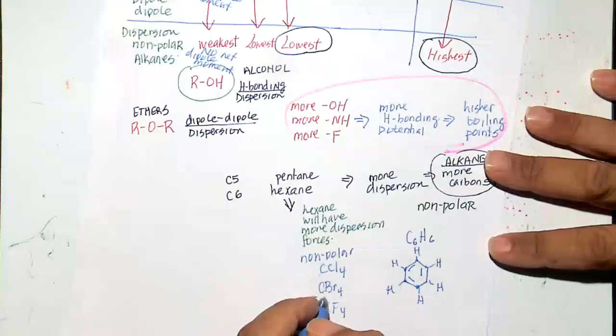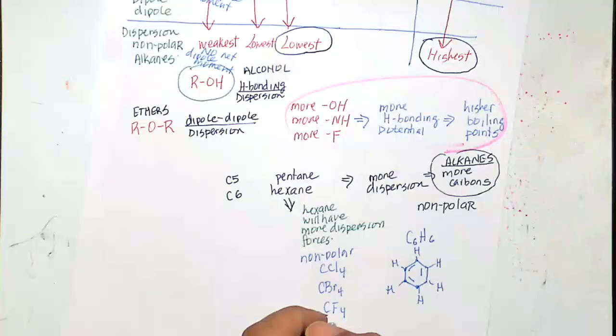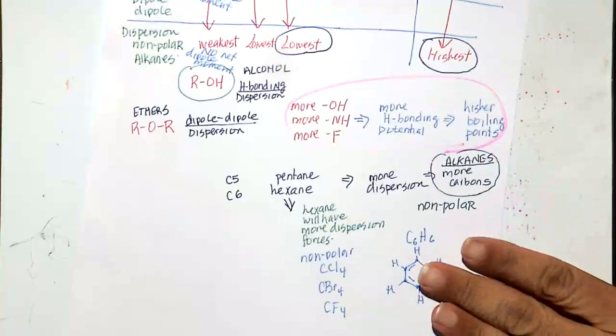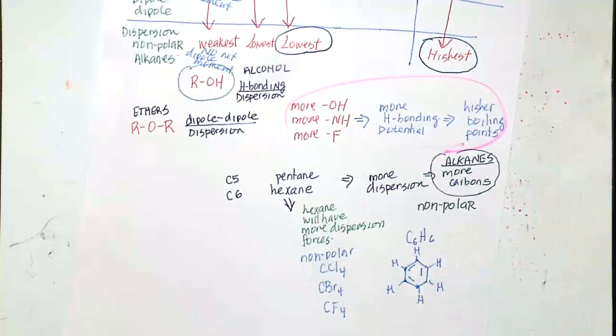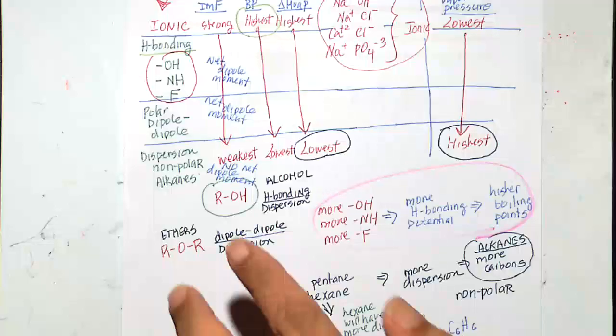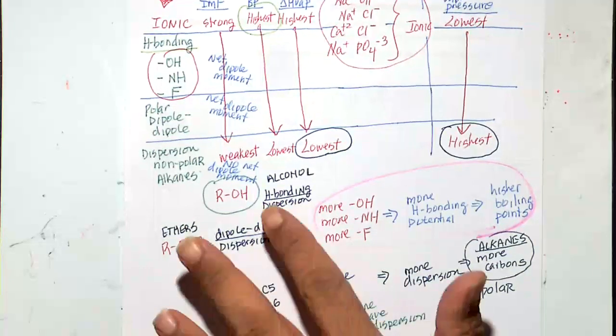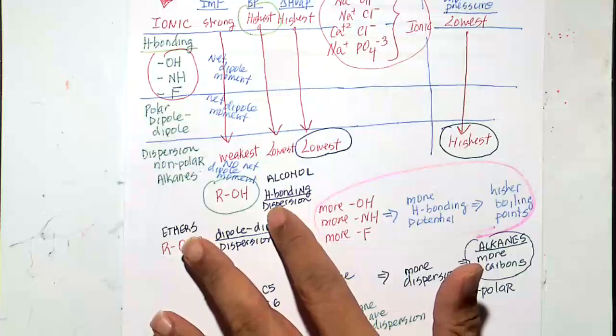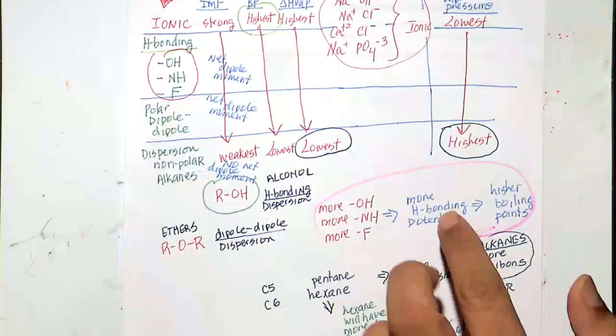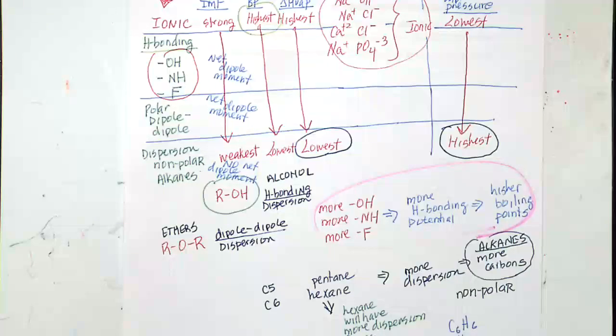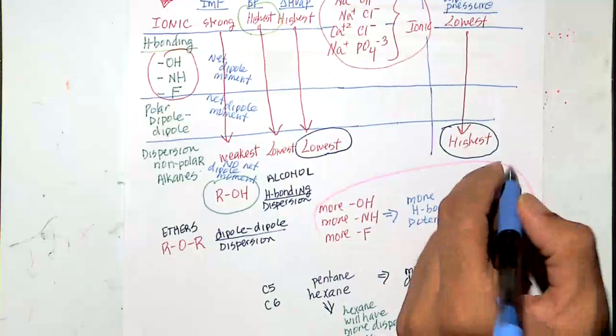Okay, so for benzene, carbon tetrachloride, carbon tetrabromide, carbon tetrafluoride, what is the main IMF? What's the main IMF for these guys? Dispersion. So make sure you can identify a nonpolar molecule. I think you mentioned that, Maria. Make sure you know alcohols have hydrogen bonding as well as dispersion, but dispersion is just so minor. More OHs, more hydrogen bonding potential, higher boiling point, higher viscosity.